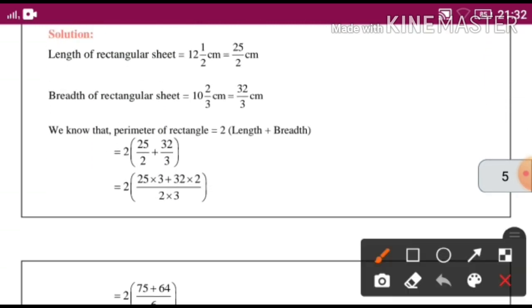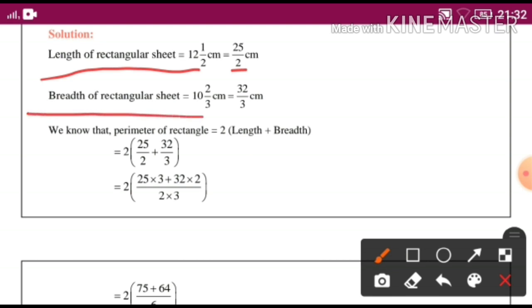Okay, so the length of the rectangular sheet is 12 1/2 centimeters, which is a mixed fraction. By converting it into an improper fraction, we get 25 upon 2 centimeters. Now we have to find the breadth of the rectangular sheet. It is 10 2 upon 3 centimeters. So by changing it into an improper fraction, we get 32 upon 3 centimeters.